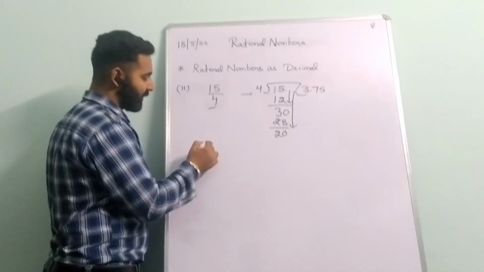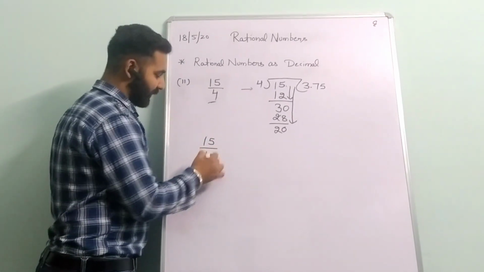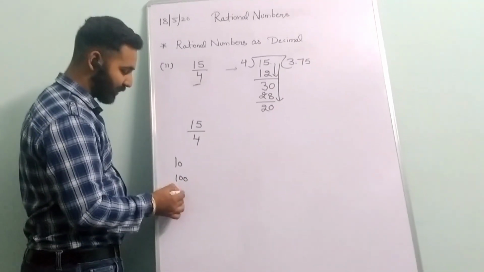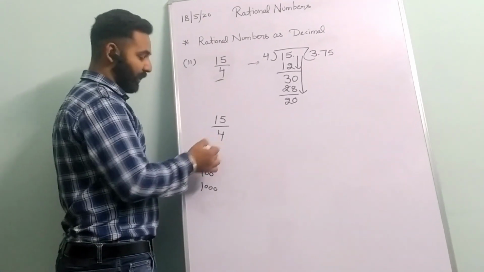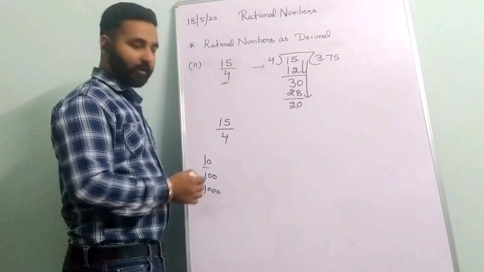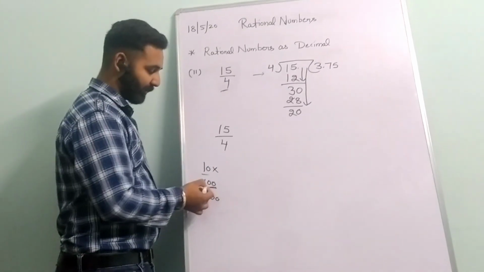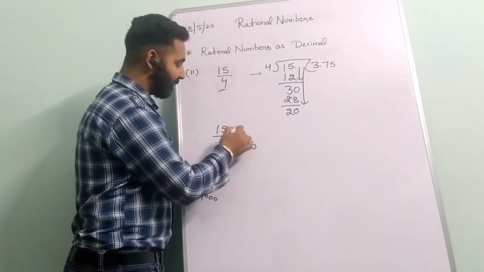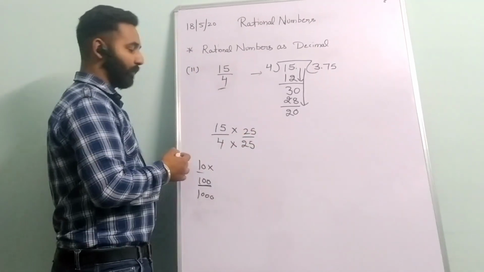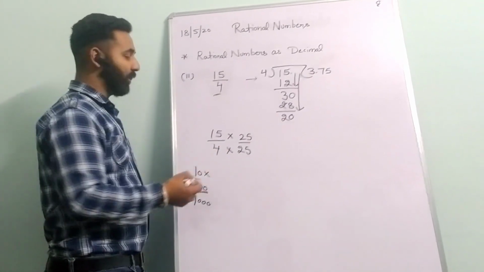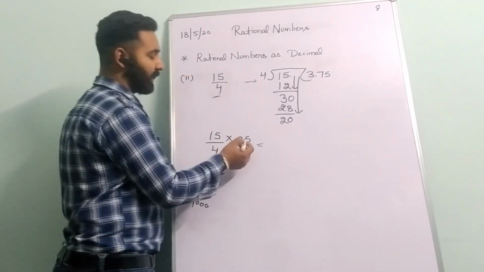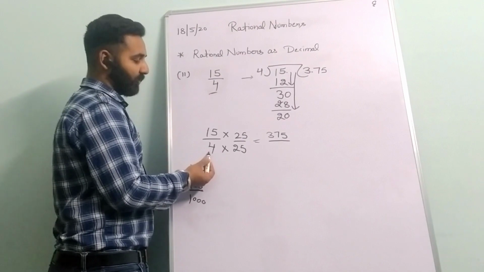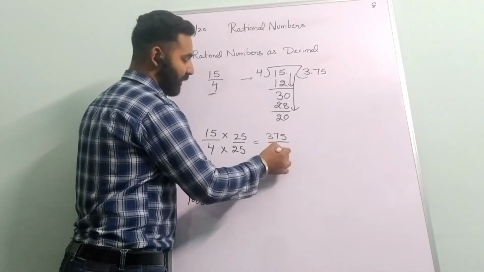Same thing with the second method, here also we will try to make it 10, 100, 1000 or in this form. Now see, 10 will not lie in the table of 4, so we can't make it 10. Yes, we can make it 100 by multiplying by 25. As I told you, both the numerator as well as the denominator. So when you multiply 15 by 25, you will get 375. And when you multiply 25 by 4, you will get 100.